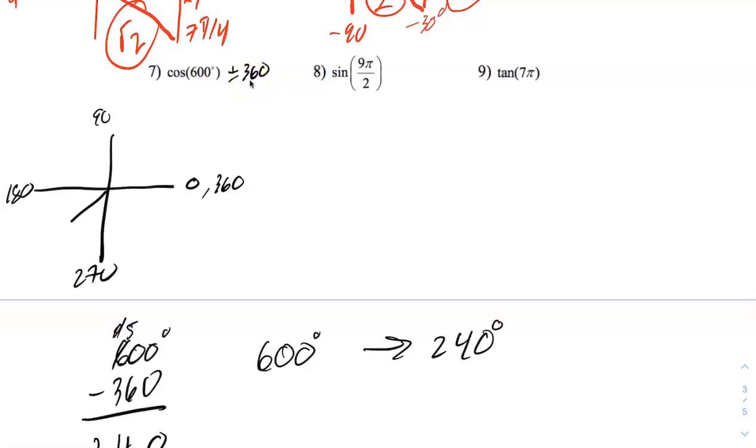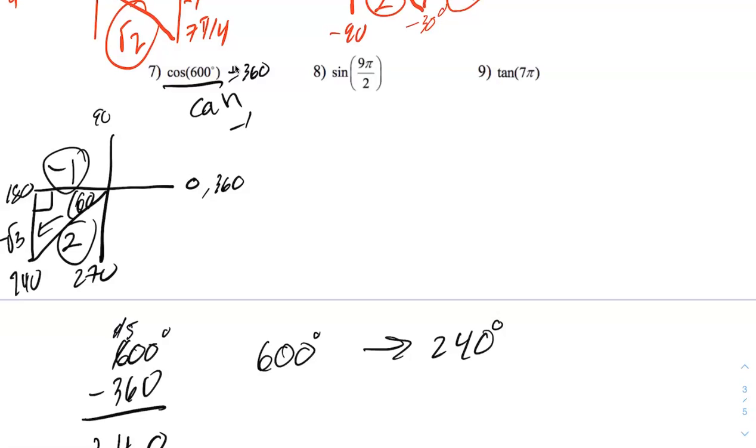So I just go to 240. Here's 240. If you notice, it would have been the exact same quadrant. Then you go, okay, make a triangle. This is 60. You should know the sides. 60 is big, so it gets the rad 3. Hypotenuse is always 2, adjacent 1. What's negative? We went to the left and we went down. And then we're doing cosine, so adjacent over hypotenuse. So there we go.